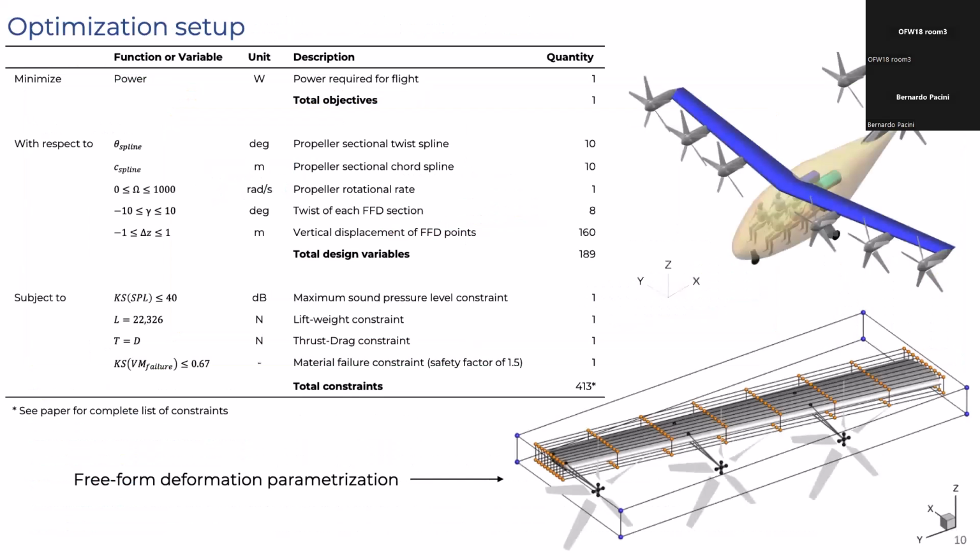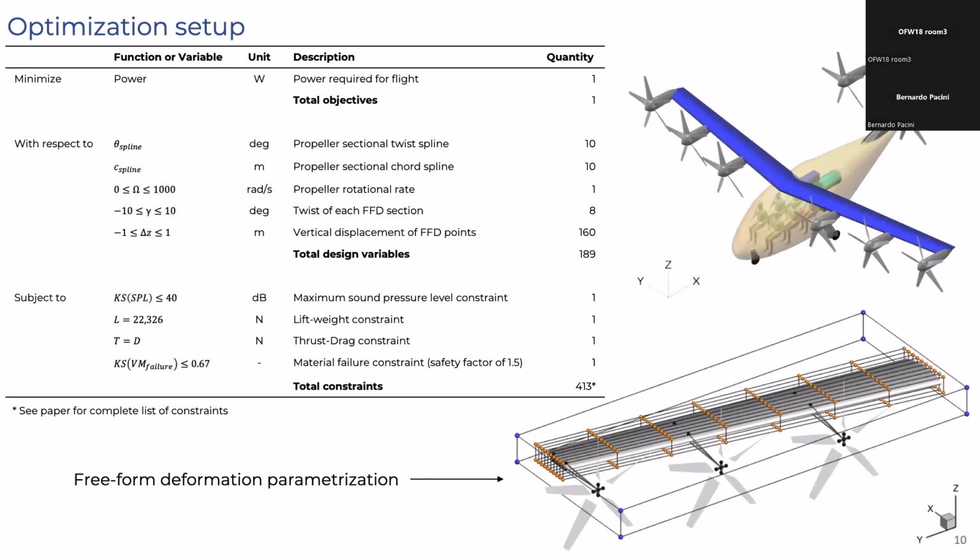So what is the optimization setup? We want to minimize the required power in cruise flight with respect to some propeller design variables: the twist and chord distribution and the rotation rate of the propeller. And we want to look at the wing design, so the twist of the wing and the shape of the airfoil sections along the wing.